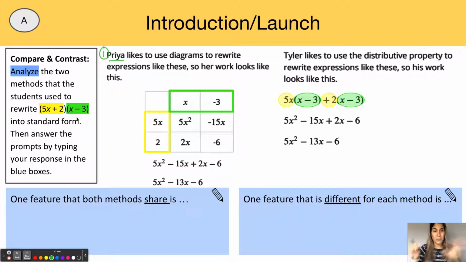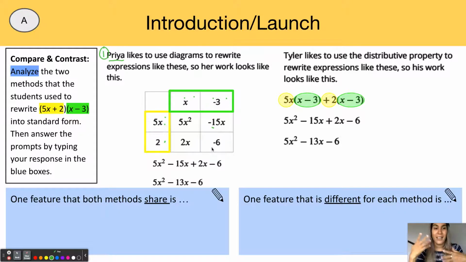So we have to multiply everything. This grid helps Priya because she can just go ahead and do 5x times x is 5x squared, okay? 5x times negative 3 is negative 15x. 2 times x is 2x. 2 times negative 3 is negative 6.